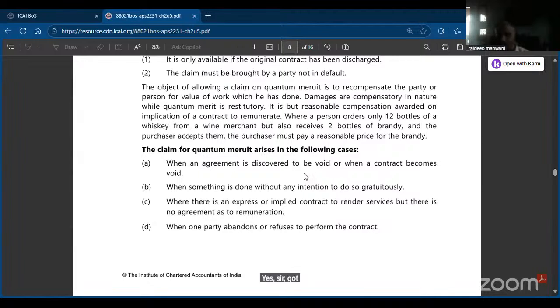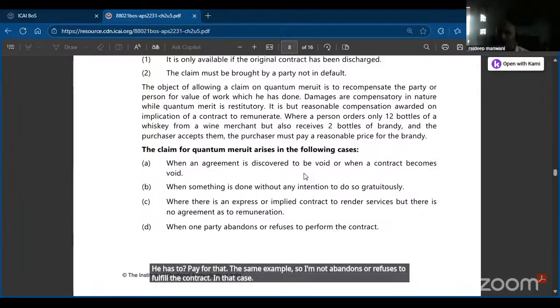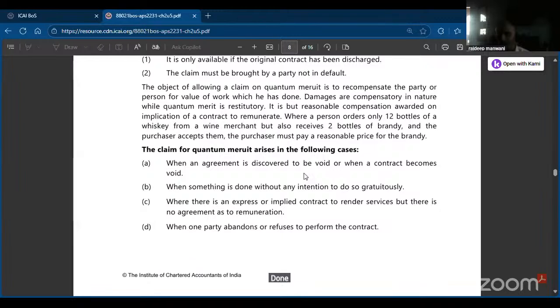Fourth one. When one party abandons or refuses to perform the contract, for however much work has been done, he has to pay. The same example: Sana abandons or refuses to fulfill the contract. In that case, she'll have to pay for whatever work has been done. So if anyone abandons or refuses to perform the contract, whatever work has been done by the non-defaulting party has to be paid for.